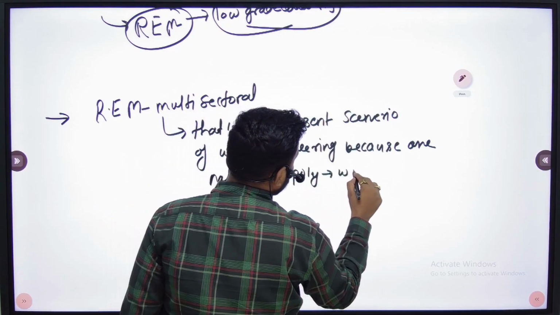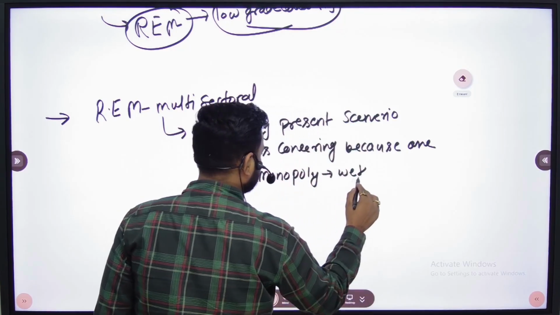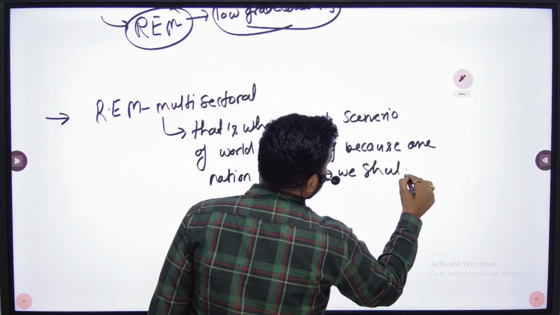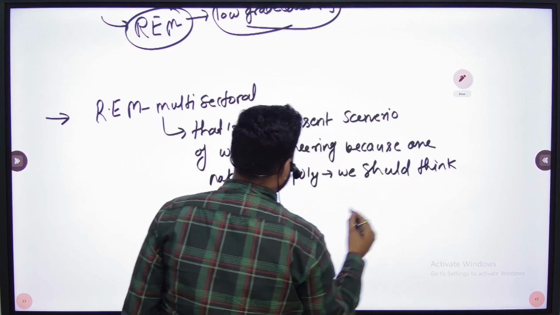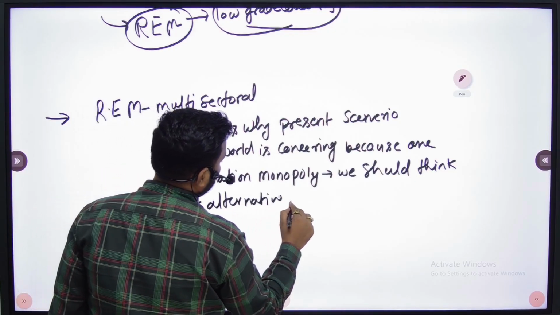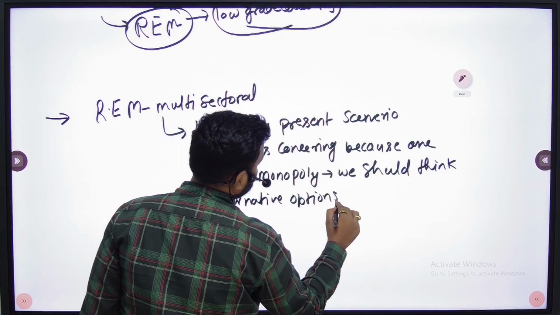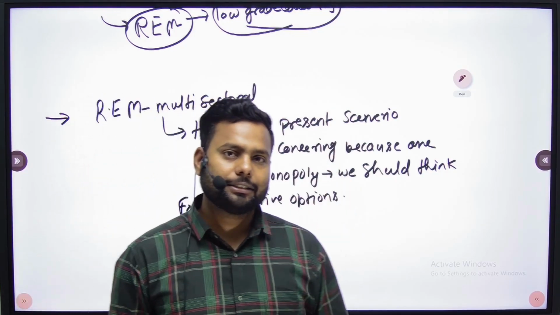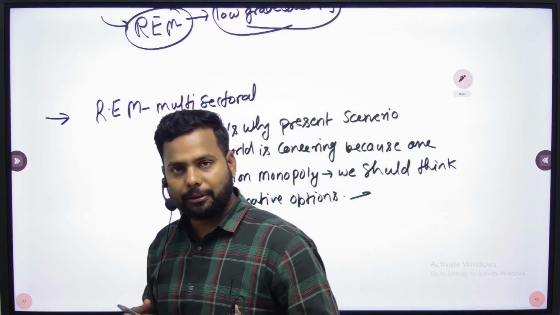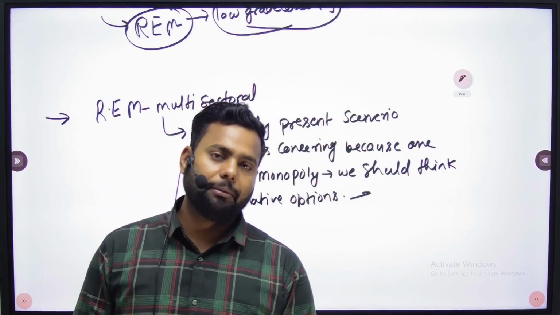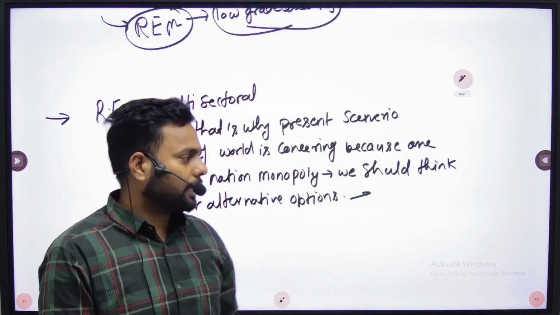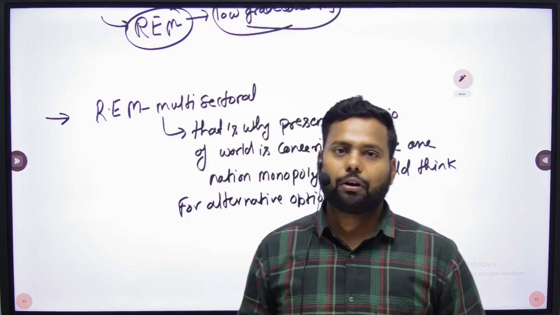We should think for alternative options, like other alliances which will provide the other option of rare earth minerals, which you can say we make a club of countries saying that, brother, we will provide. So something like this will have to be done. Okay, so this is the overall approach for this question.